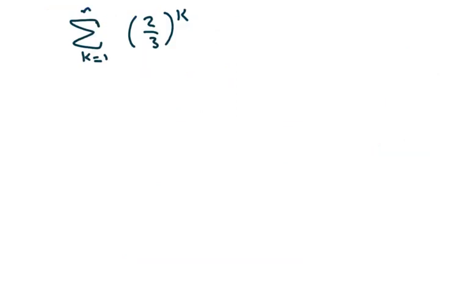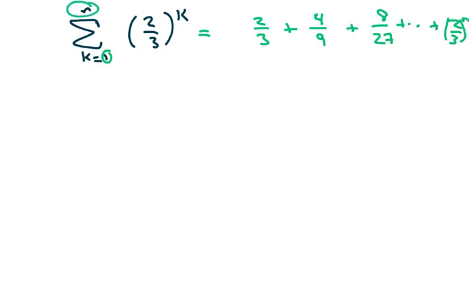Okay, the next one, we have a summation notation sign. So very clearly on this one, we can see that our first term, if we wrote this out, if I plug in 1 for k, I get 2/3. If I plug in 2, I'm going to get 4/9. If I plug in 3, I'm going to get 8/27. So your last term would just be 2/3 to the n, because that would be your last term there. So basically my first term is 2/3.